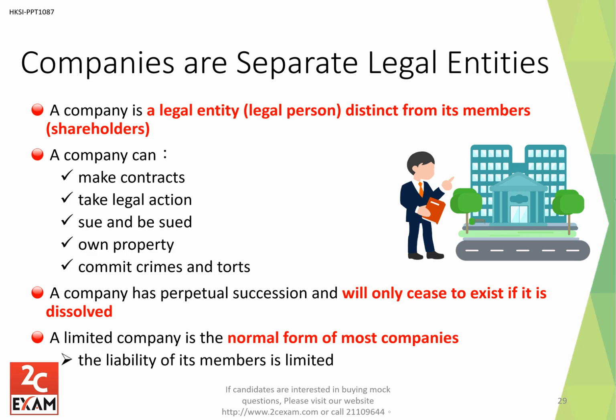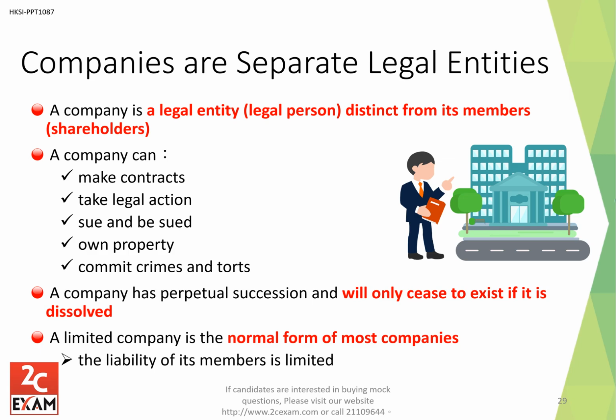So what can a company do? A company can do things like a normal person in the name of the company, such as making contracts, taking legal action, suing and being sued, owning property, and even committing crimes or torts. Can a company exist forever? As mentioned earlier, a company exists permanently unless it is dissolved by someone. If it is not dissolved, it can exist forever. Even if a shareholder dies, the company will continue to exist, like ATV.